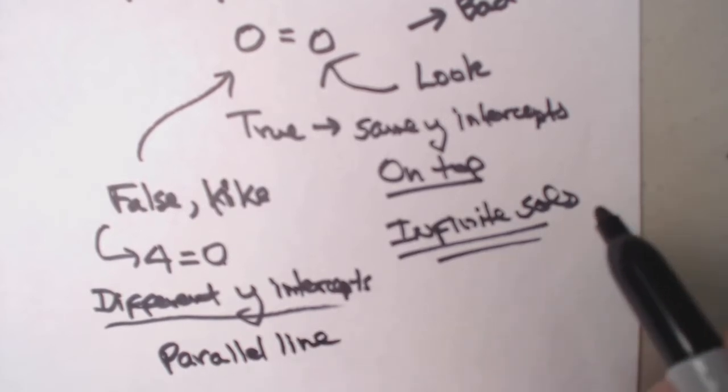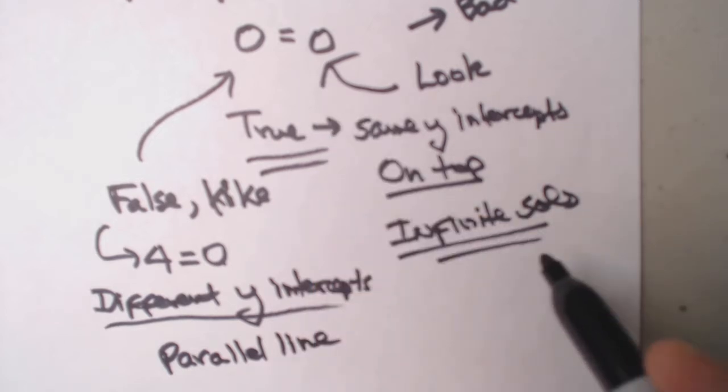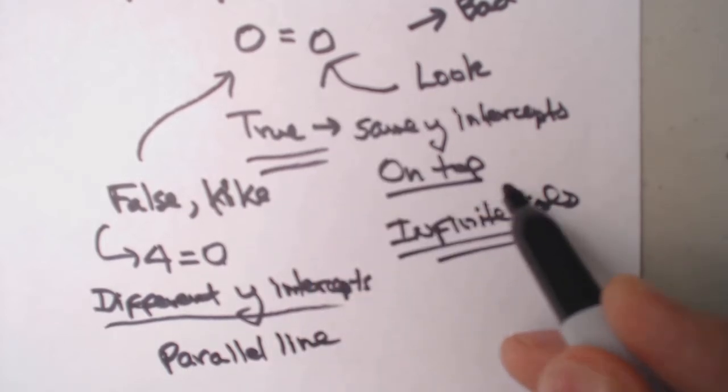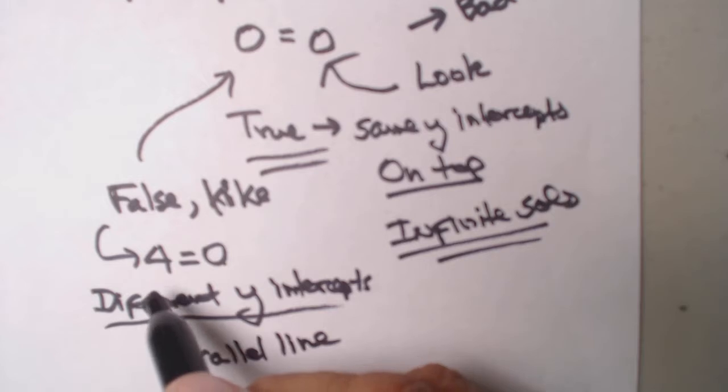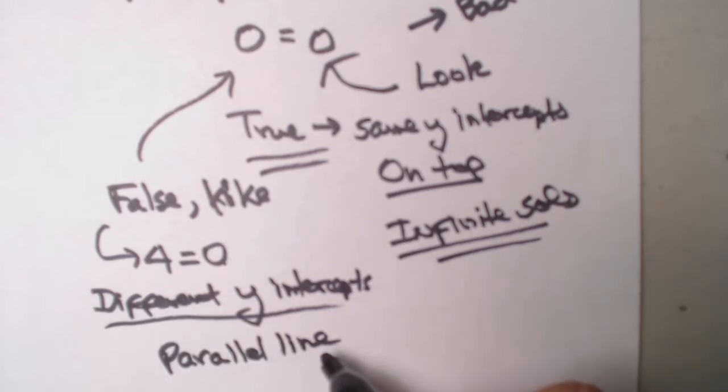It's not what we have here. Our result up here was true, so we had the infinite solutions, the on top of case. But if you ended up with a false solution, you have parallel lines, and of course, in that case, there would be no solution because they don't cross.